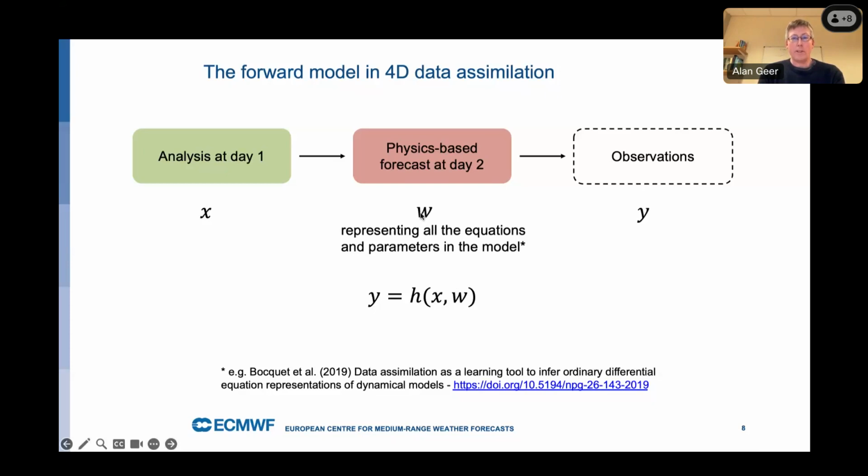So W represents all of the equations and parameters in that physical model, and that's thinking in the way that all of the physical equations could be learnt themselves. If we had all the different possible differential equation representations in there, we could learn parameters to select which particular representation actually represents the physics and so on. So the W here for the physics-based model represents all of the equations in that model as well as the parameters. And this is the forward model basically used in 4D-Var data assimilation and ensemble methods.